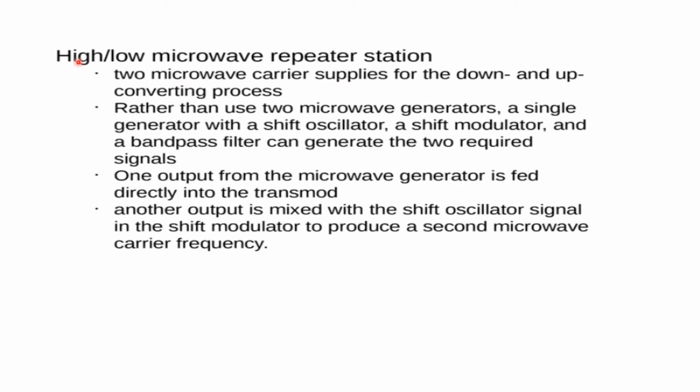So this type is called a high-low microwave repeater station. So we have two microwave carriers applied for the down and up converting process. And the reason for not using two microwave generators I have already explained. One output from the microwave generator is fed directly to the transmit modulator, and another output is mixed with our shift oscillator signal to produce the second microwave carrier frequency.